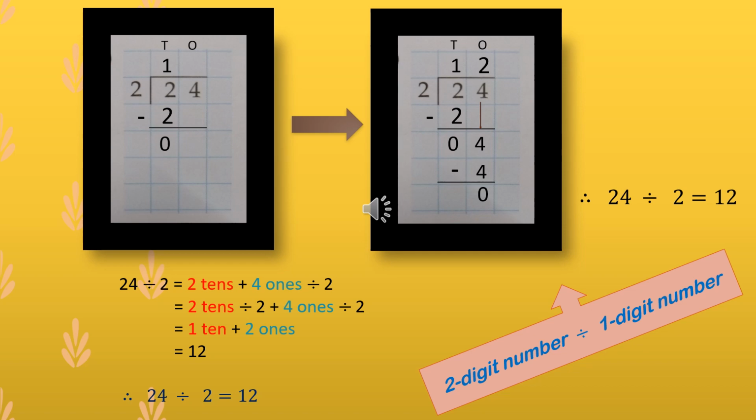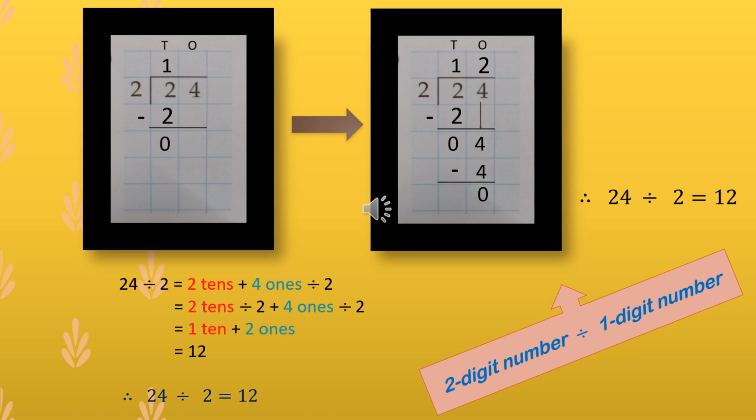Yes children. Now see another method. Now this 24 divided by 2. If we break this 24, then we can say it is 2 tens plus 4 ones, isn't it? 24 can be written as 2 tens plus 4 ones.